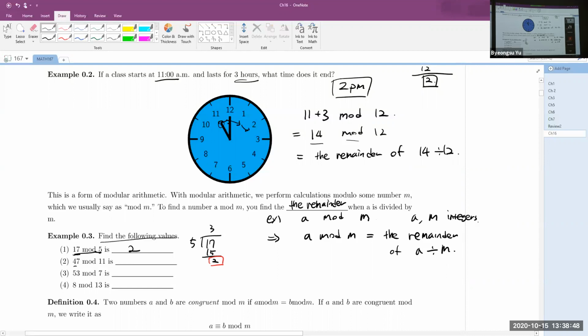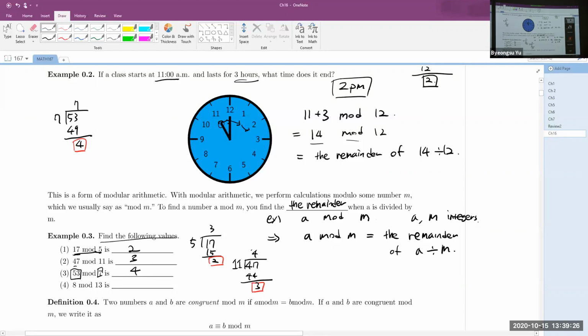And 47 mod 11: 47 divided by 11, by multiplying by 4 you can get 44, so the remainder is 3. That's why the answer of 47 mod 11 is 3. And 53 mod 7: 7 times 7 is 49, so it gives us 4 as a remainder.